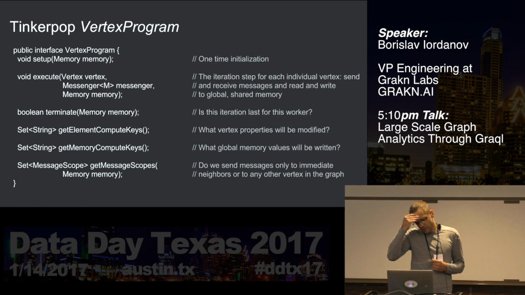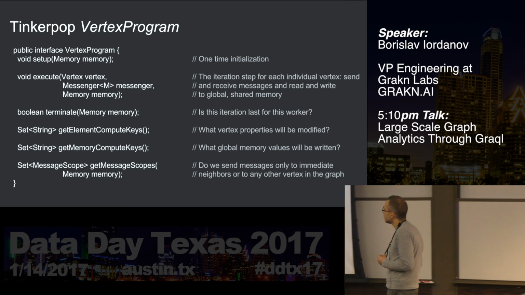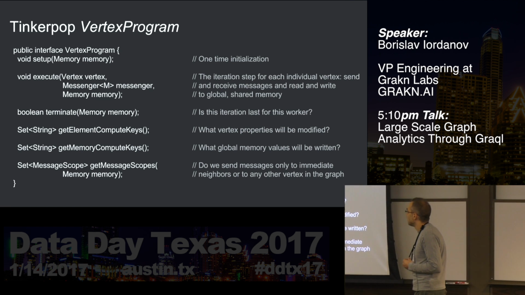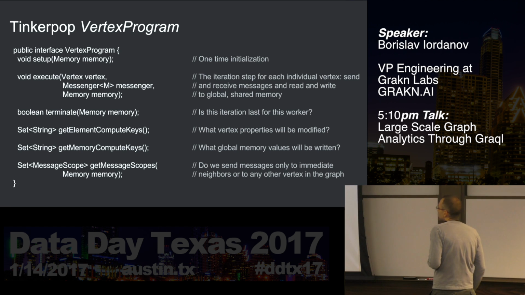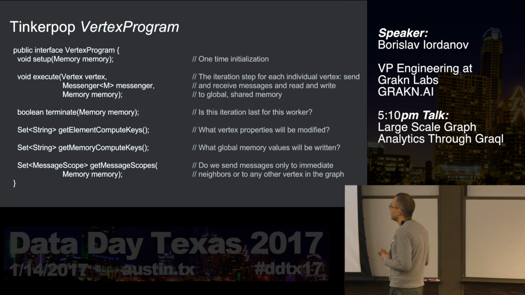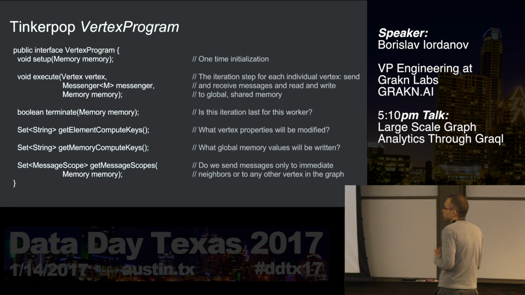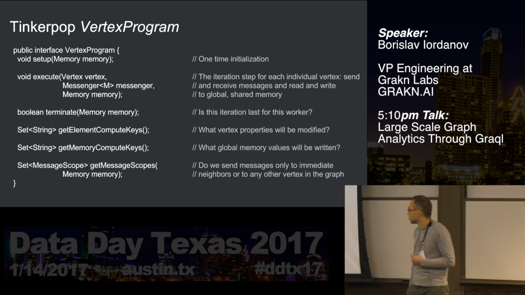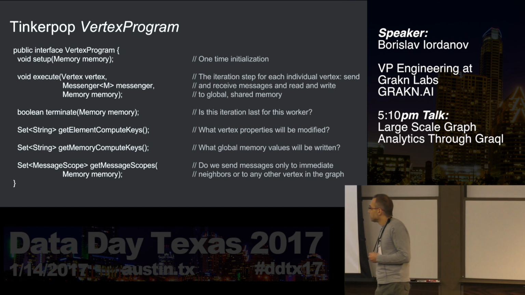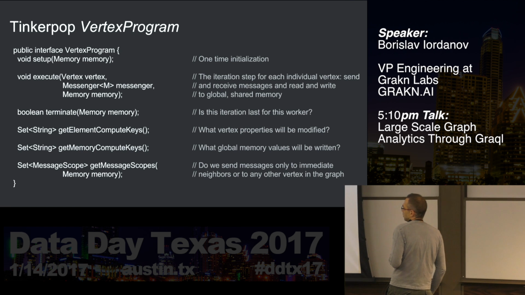This is a simplified Java interface of the VertexProgram, so you can see what it involves when implemented. You have to perform some initialization, given that global memory object where you can apply some initial data. That's the first thing that you have. Then you define the block of the computation that executes as the iteration step. There, you're given the vertex, the object that allows you to send messages, and the global memory object as well. And the terminate method is called after each step, and it asks whether we're done or not.